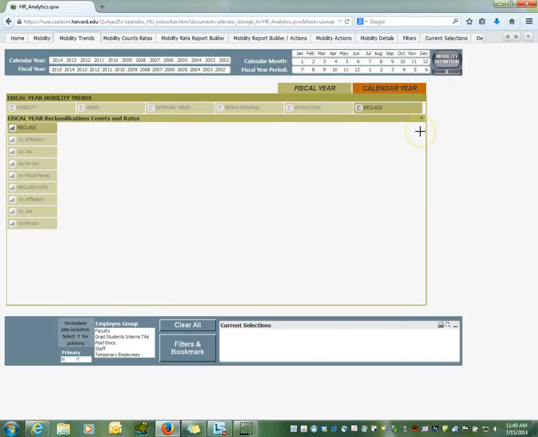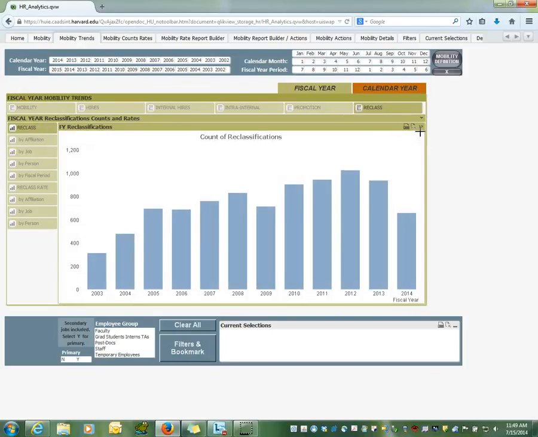And finally, the reclass counts checks everybody whose job has been reclassified. So it's not counted as a hire. The reclasses are any action code of a JRC. They could be downgrades, lateral moves, or promotions. They are not considered hire actions.